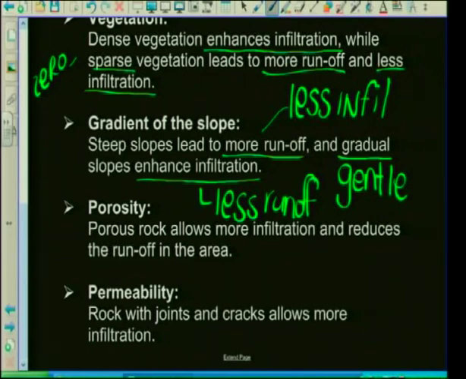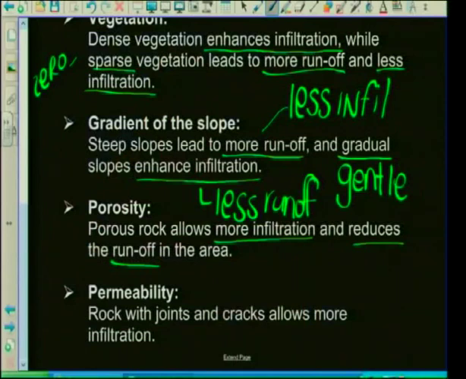If we look at porosity, okay, porous rocks allow more infiltration and reduce runoff in that area. Okay, the reason being, when we refer grade 12s to a porous rock, we are looking at rocks that have got spaces between those rocks that allows water to seep into it. Often associated with porous rocks are what we call permeable rocks. Now, permeable rocks allow for more infiltration, which once again will result in less runoff on the Earth's surface.